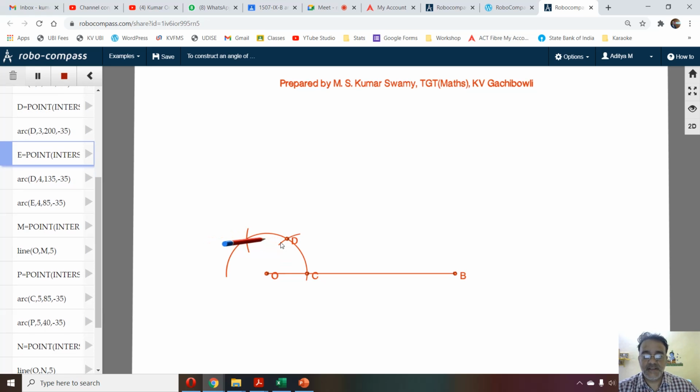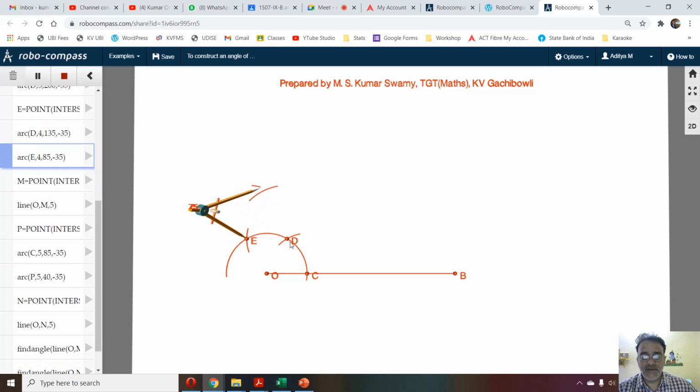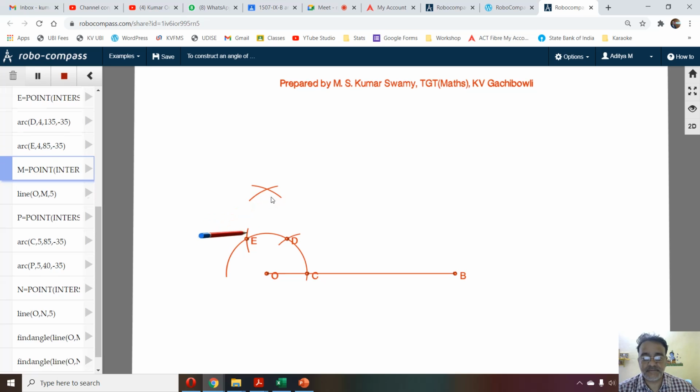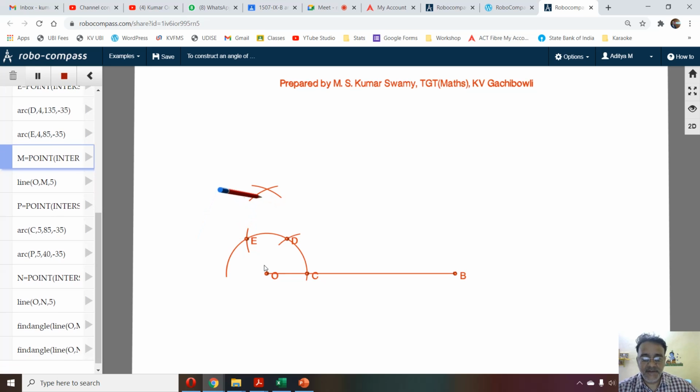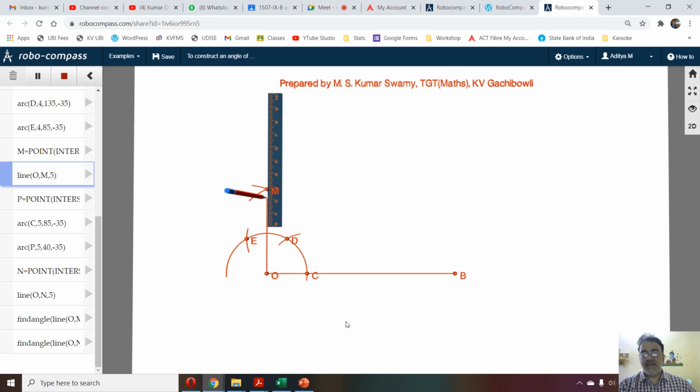So this is 60 and this is 120, and with the centers D and E we will draw two arcs on the same side, and the radius should be more than half of DE. D से draw किए थे, अभी E से draw कर रहे हैं. Both will intersect at point M. Then we will draw a line through OM. So this completes 90 degrees.